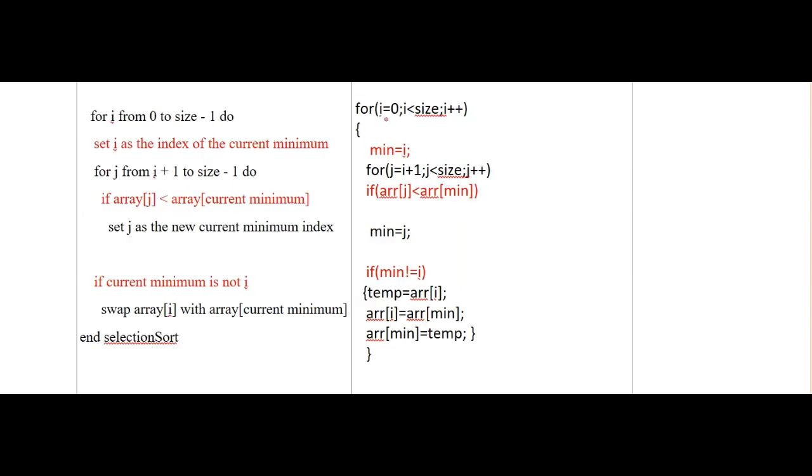Because the unsorted array starts from the ith element, we assume that ith element as minimum. So we compare this with the remaining elements, that is from I plus 1 to size minus 1. And if any minimum is found, then we'll modify this minimum element as that element from this range. Therefore, we take j equal to I plus 1, j less than size.